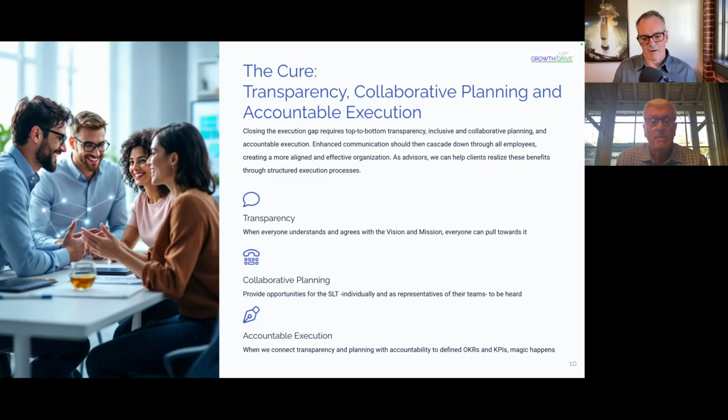When we connect transparency and planning with accountability to results, to defined OKRs and KPIs, it is like magic. And I can speak firsthand. I have personally turned businesses around with this simple premise. You connect transparency and collaborative planning to defined objectives and key results, KPIs that measure our success, and it is magic. People want to do well, and so magic happens.